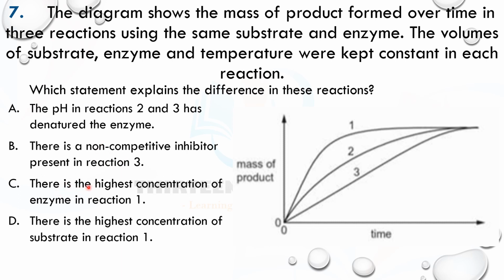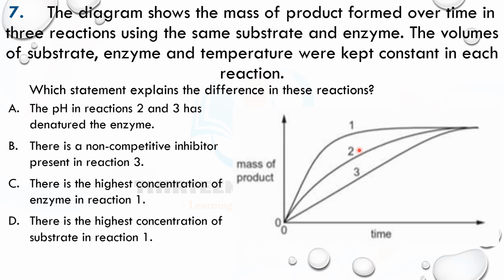C said there is the highest concentration of enzyme in reaction 1. Well, the enzyme active sites that are available don't really determine the rate of reaction here, because enzyme concentration remains the same, but substrate will be decreasing. So it's the amount of substrate that determines the mass of product formed. This one has the highest concentration of substrate. So the answer should be D. There is the highest concentration of substrate. The more the substrate, the more product formed. The less the substrate, the less product, because the enzyme active sites remain the same as the reaction goes on.